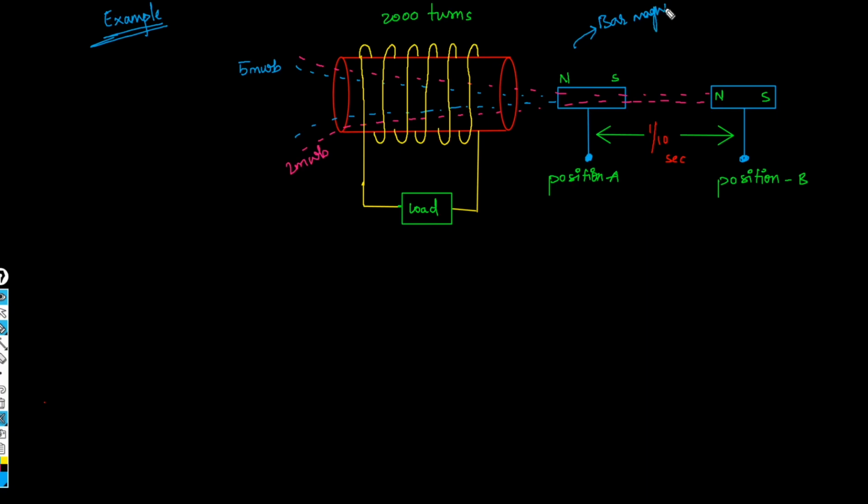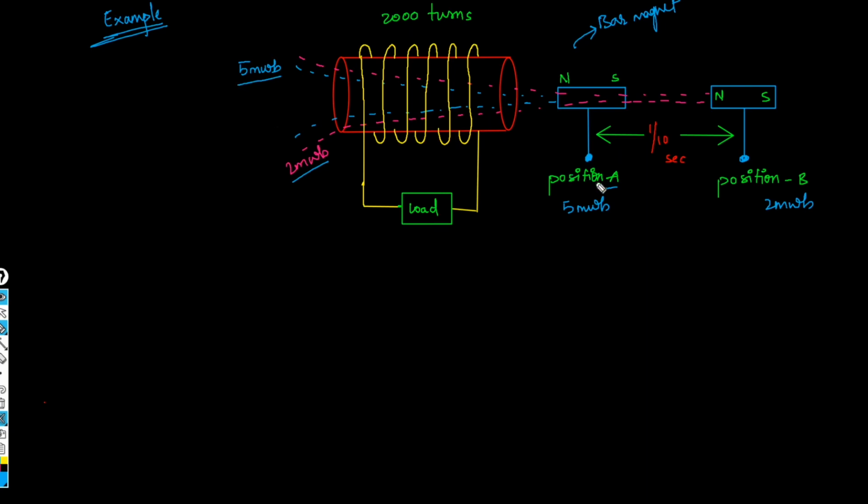Assume there is some bar magnet beside the iron core, and when this bar magnet is at position A, it is offering a flux of 5 milliwebers as it is very near. In position B, the flux offered by this same magnet has changed to 2 milliwebers. Obviously, if the distance between the core and the magnet increases, then the flux intensity will be reduced. That is why in position A it was 5 milliwebers, and in position B it is 2 milliwebers, as shown in the question.